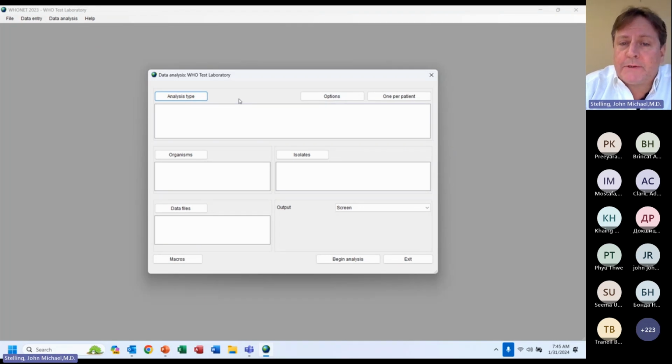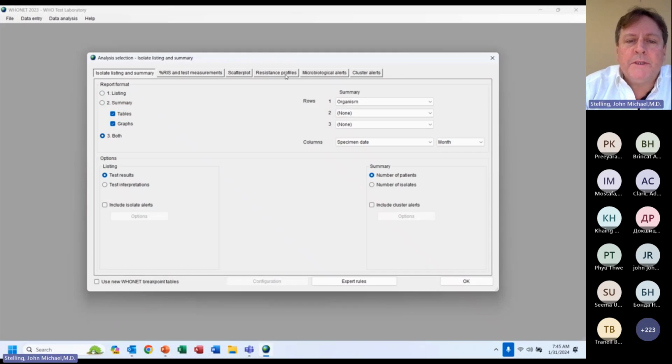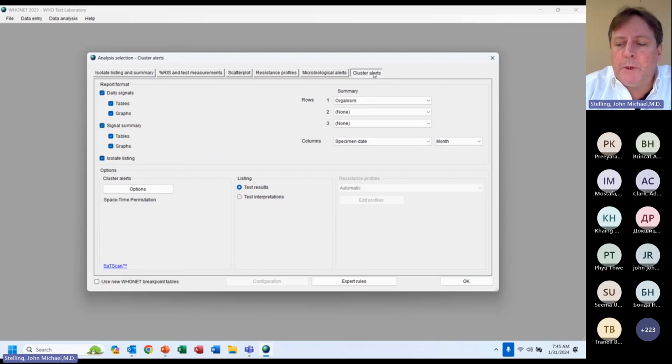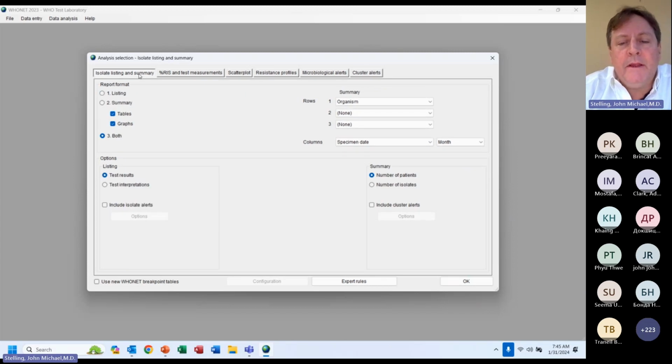So here on the left side of the screen, you see the 3 required questions: analysis type, organisms, and data files. Under analysis type, I can see isolate listing and summary, resistance profiles, and cluster alerts. Today, those are the 3 features that we will look at. I will start with isolate listing and summary, and in the lower right, you see this feature called include cluster alerts. The first time I do this, I'm going to leave that off so that you can see manual visual outbreak detection.